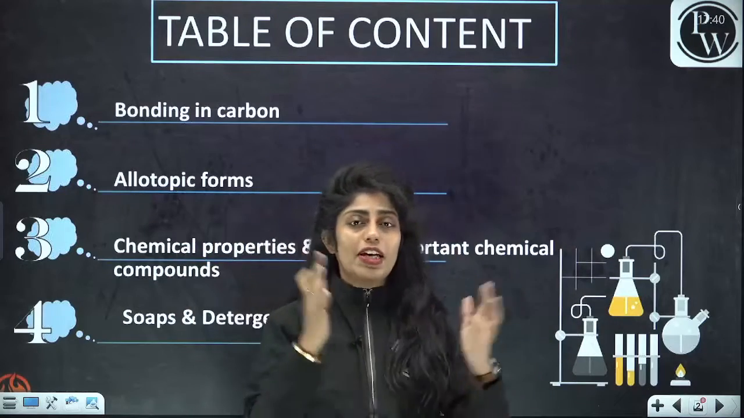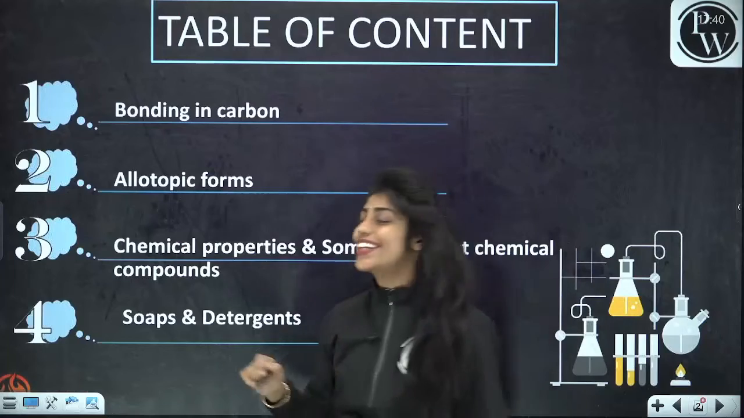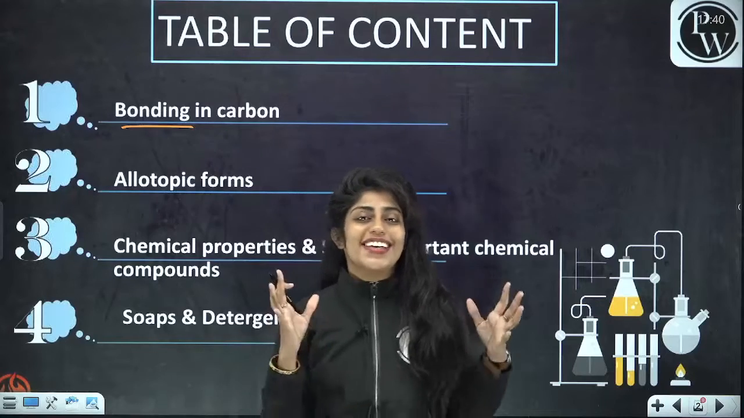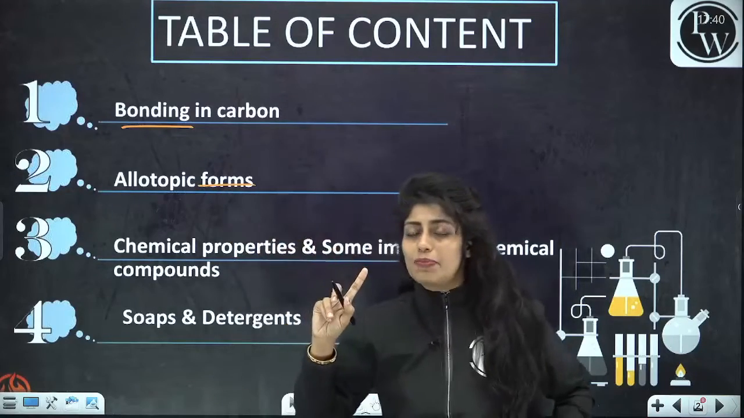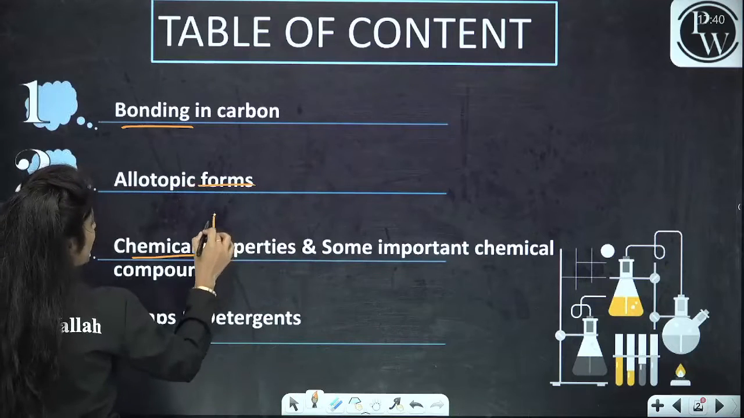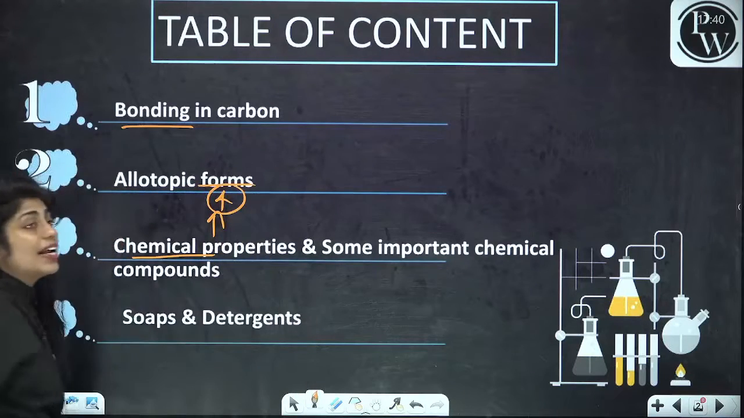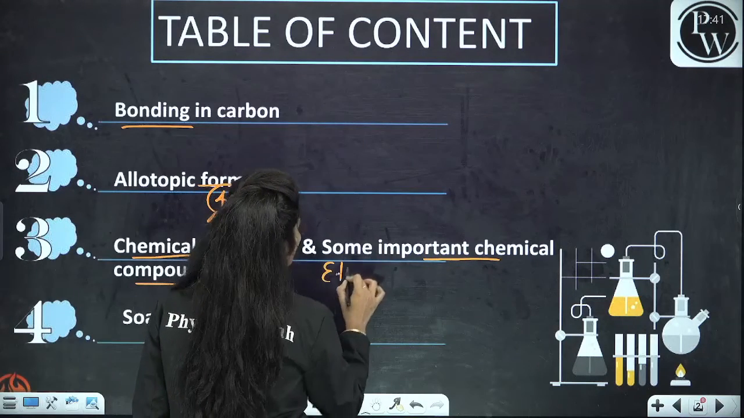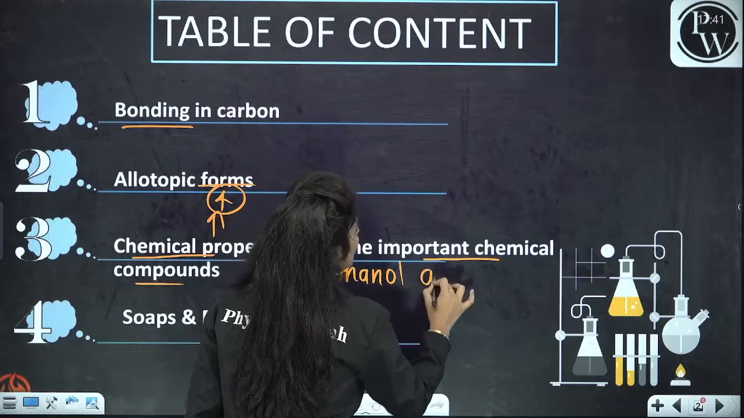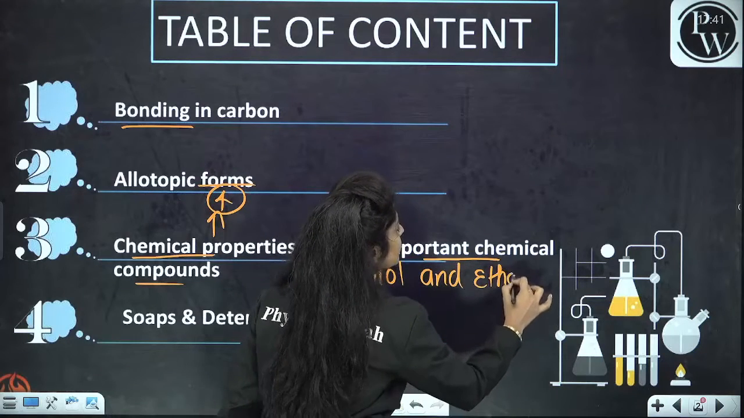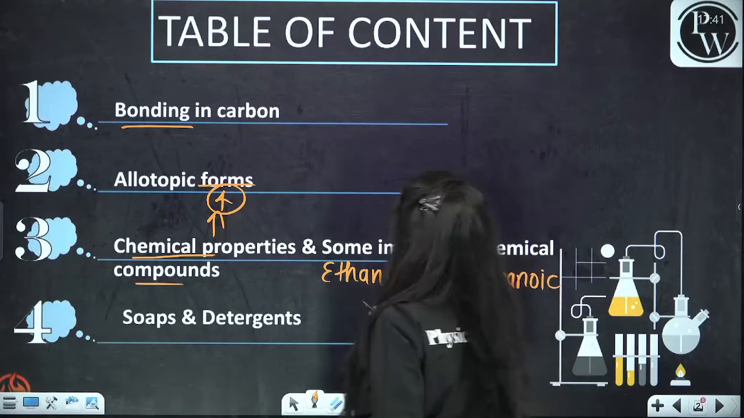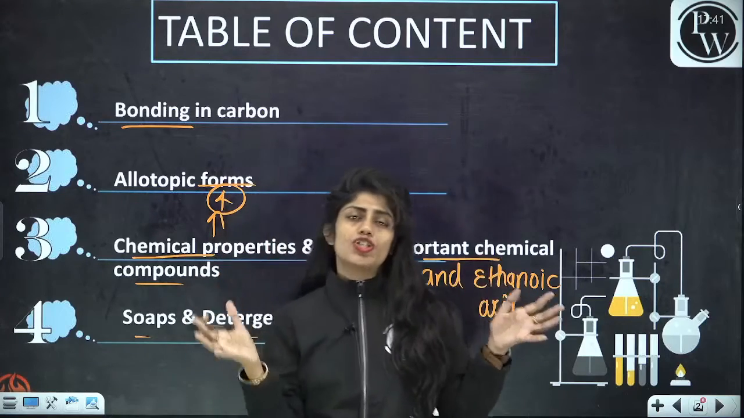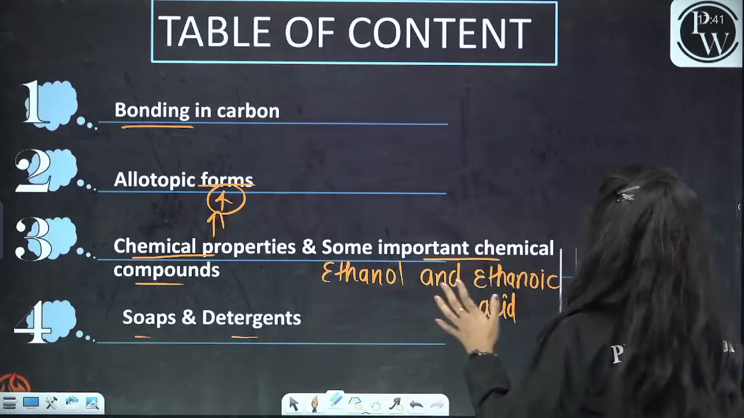We are going to classify this chapter into 4 categories. One is the bonding. We want to know what kind of bond a carbon can form. Next we have the allotropic forms of carbon, and then the chemical properties. We are going to have 4 chemical reactions and some important chemical compounds such as ethanol and ethanoic acid, their properties and their uses as well. Last but not the least, we have soap and detergent and their cleansing action. So, this is how we are going to proceed.